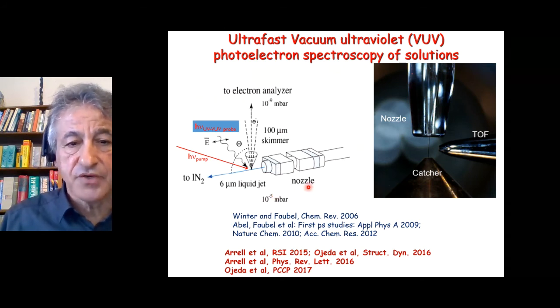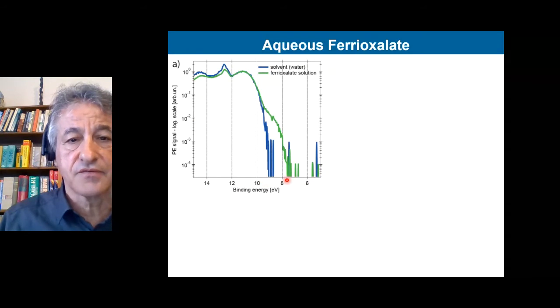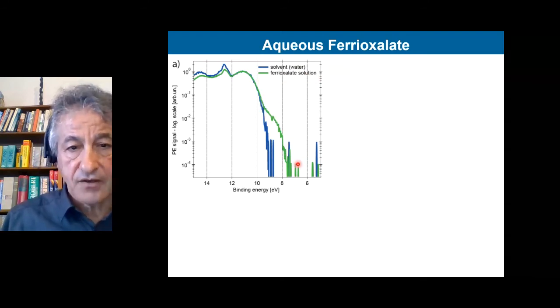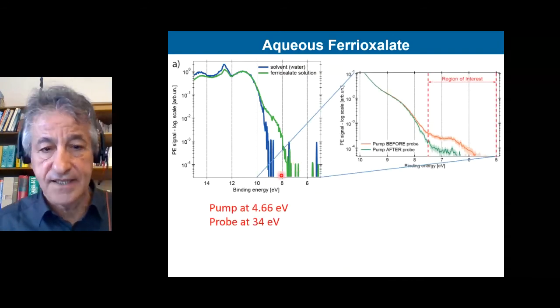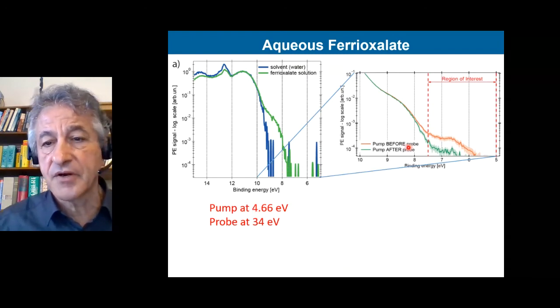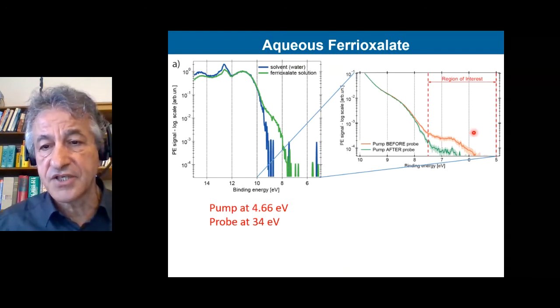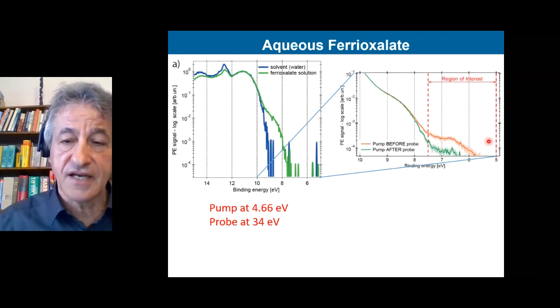Anyway, so we use this technique, and the reason why it's attractive is because this is a photoelectron spectrum of pure water in blue, and this is with ferrioxalate, so the iron 3 plus ion, and you see this shoulder, which is due to the iron atom. So you're really looking at the iron atom specifically. Now, if you do a pump probe experiment, you see that there are changes in this region, and in fact, changes towards lower binding energy, i.e., this is suggesting reduction.